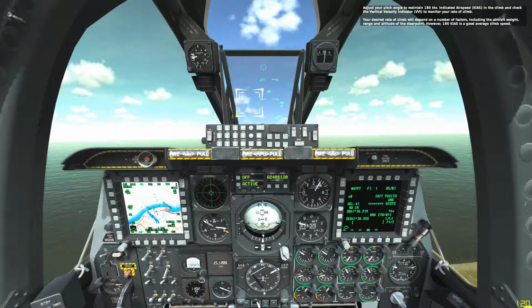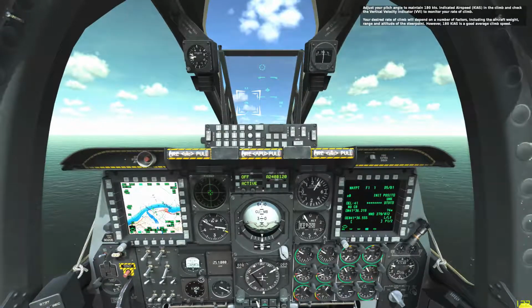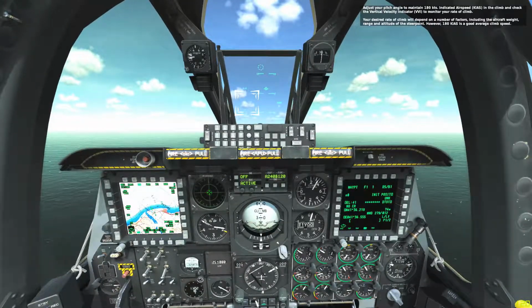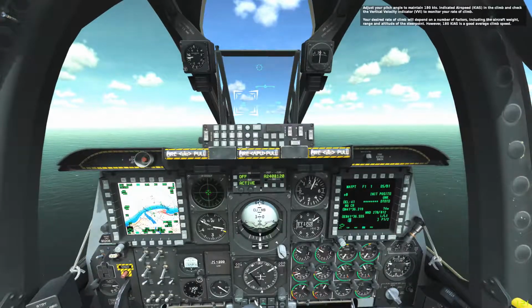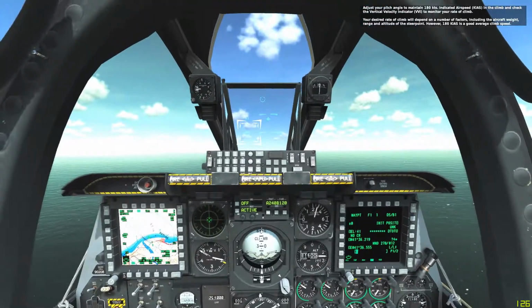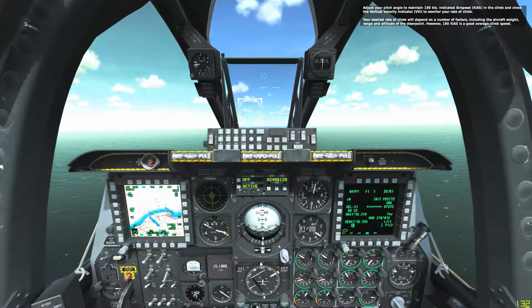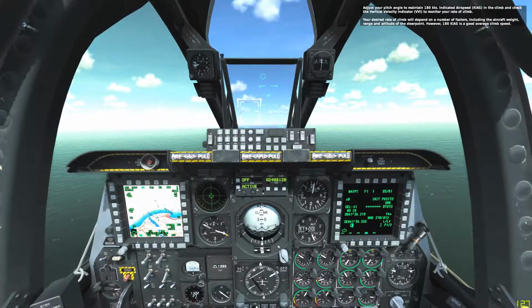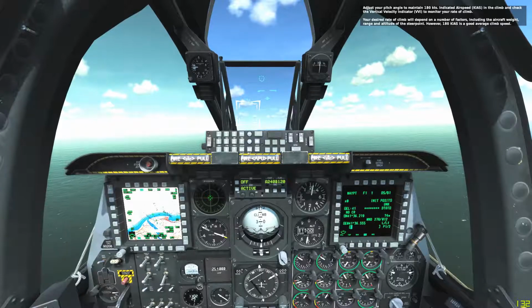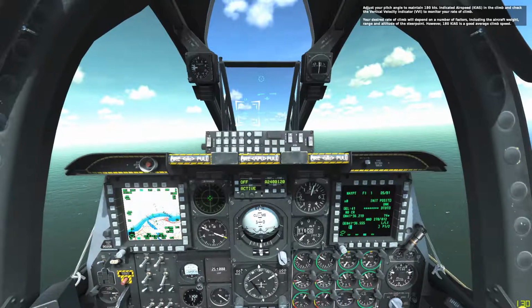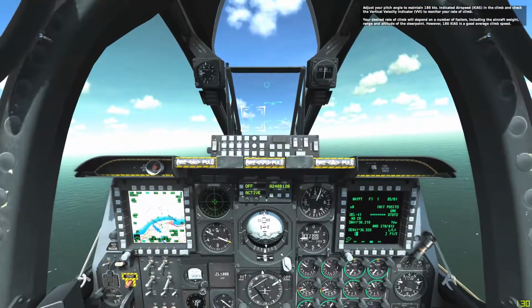Adjust your pitch angle to maintain 180 knots indicated airspeed in the climb, and check the vertical velocity indicator to monitor your rate of climb. Your desired rate of climb will depend on a number of factors, including the aircraft weight, range, and altitude of the steer point. However, 180 knots indicated airspeed is a good average climb speed.